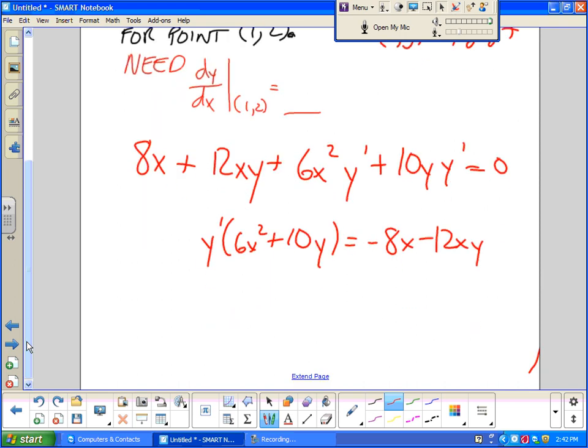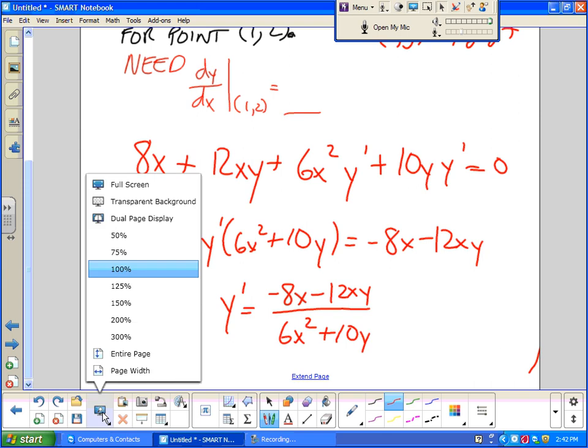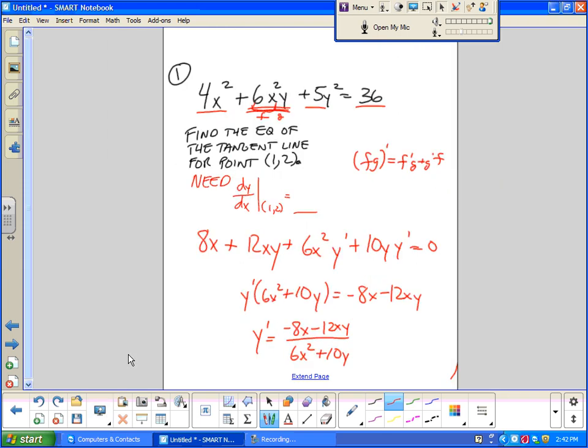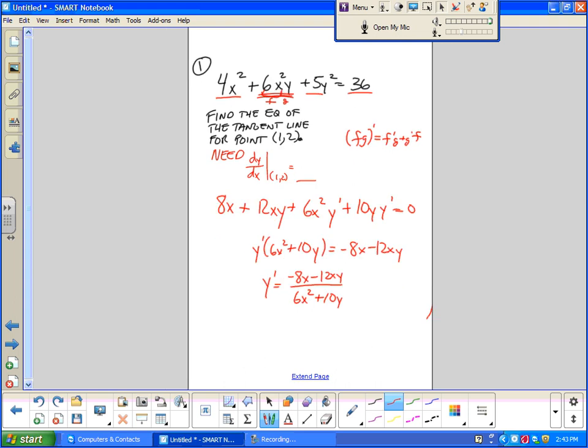And I will get that y prime is equal to, now, did somebody else get this? Did I not make a math mistake today? All right. I like when I don't make math mistakes. So here I am, and I want to find dy/dx at (1, 2). So I just have to evaluate this now at (1, 2). So I'm going to plug in x is 1, y is 2.